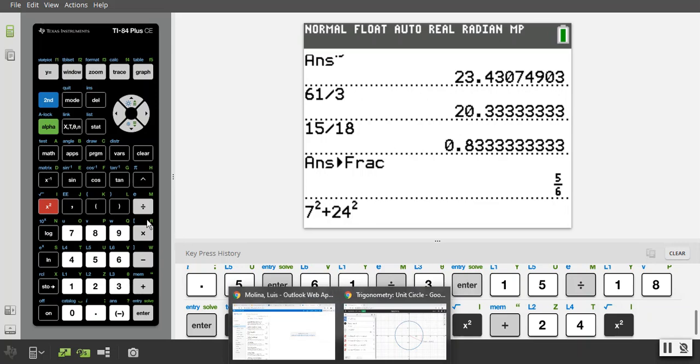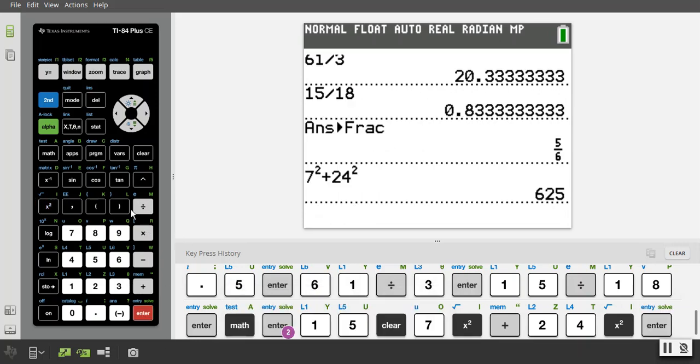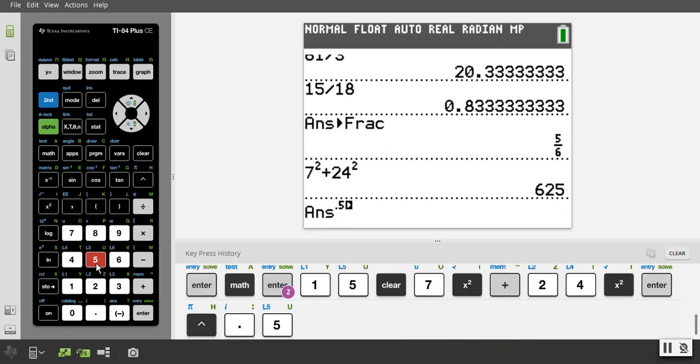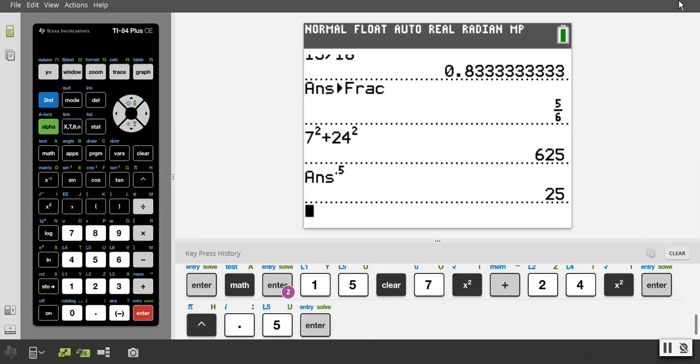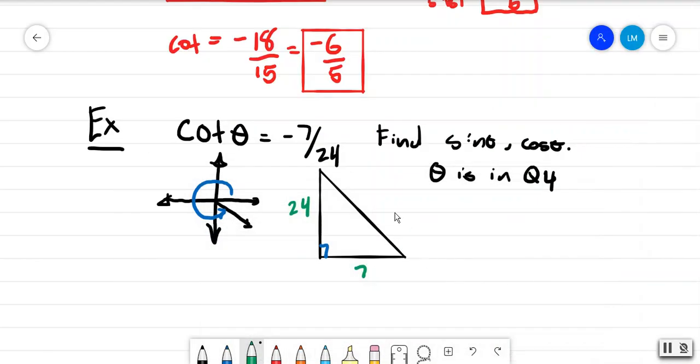Yep. Let's see what we get, and let's take the square root of that. Now, in any case, that gives us 25. So we have that this is going to be 25. Okay, well, based on this, accordingly, we know that that's telling us that sine of theta is negative.